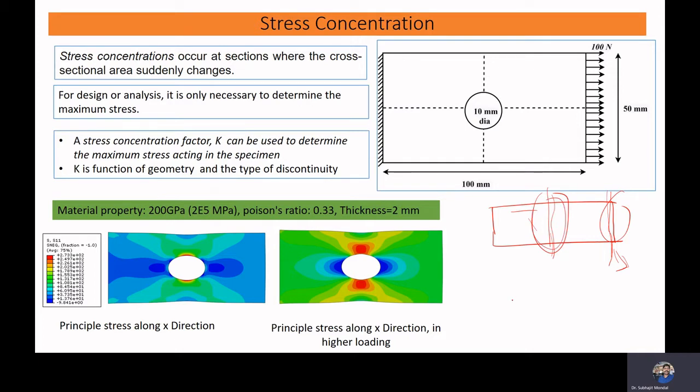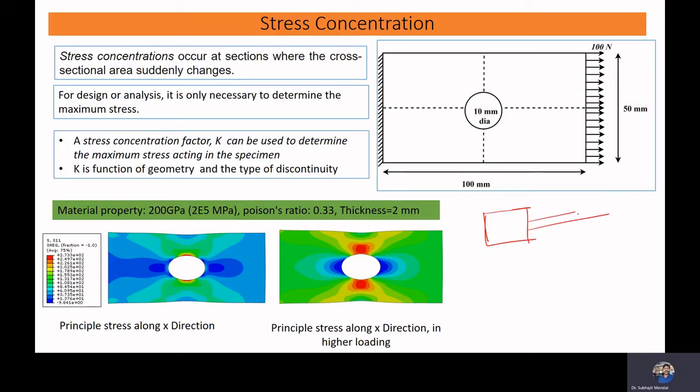Now, if you consider a dog bone sample, you will observe that we have a cross section like this. If we apply load here, the stress should flow like this, and in this zone we have uniform stress, and we measure the data here.